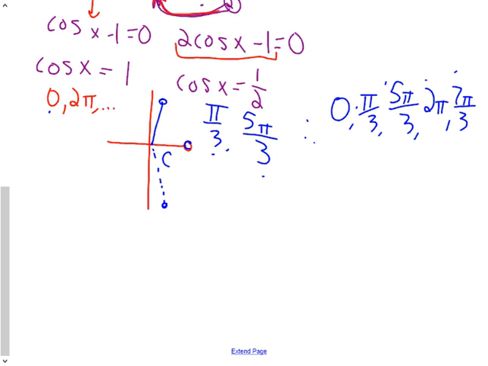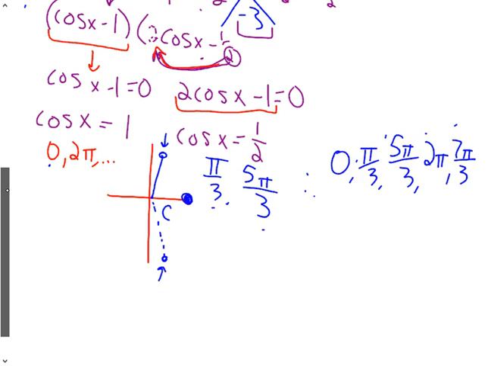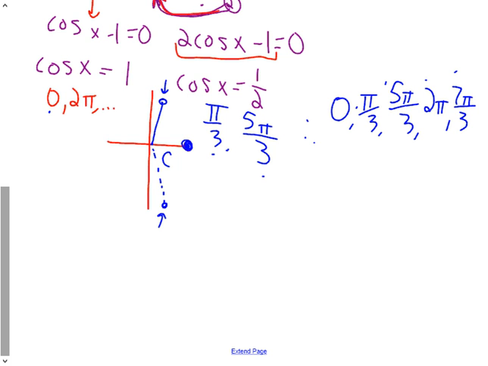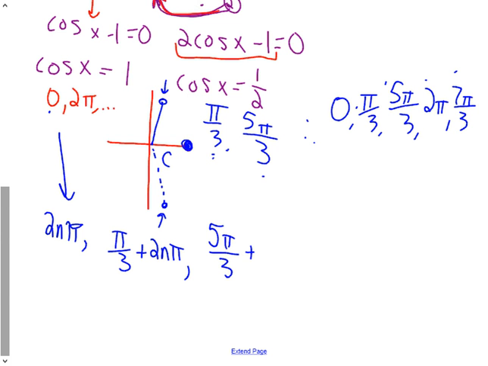All the answers for this repeating, all the answers for that pi-third repeating, and all the answers for 5 pi-thirds repeating. Right? So we've got 2n pi for my 0 plus 2 pi answers. There's one set. My next set is going to be pi-thirds plus 2n pi. And my last one is going to be 5 pi-thirds plus 2n pi.